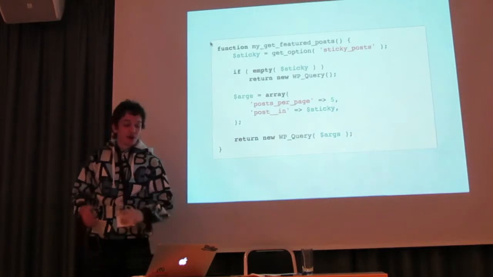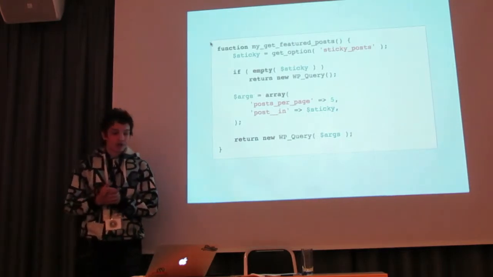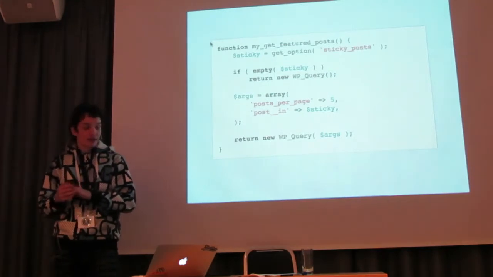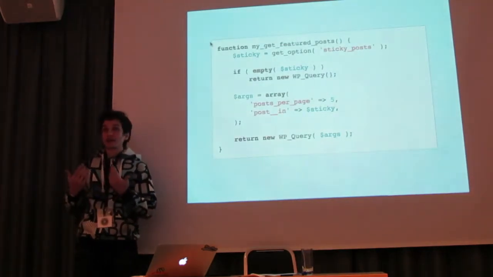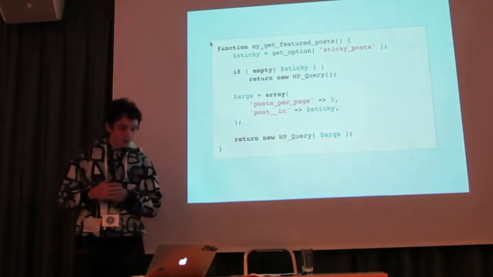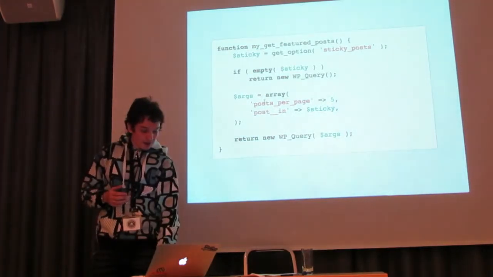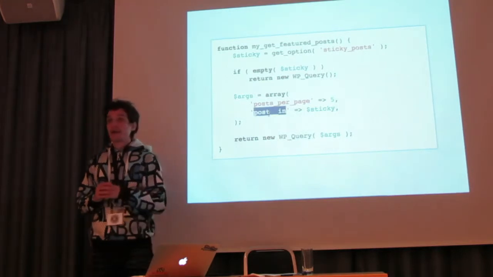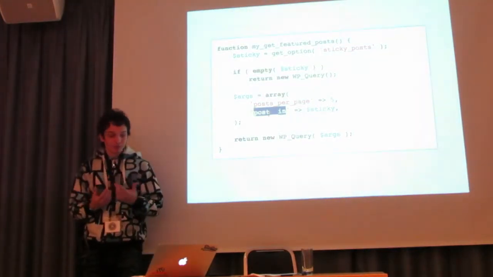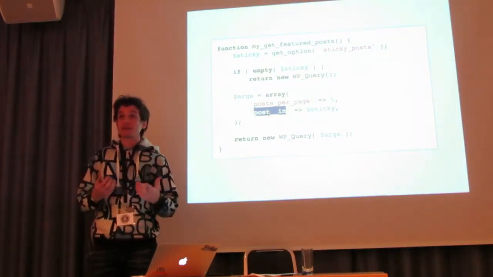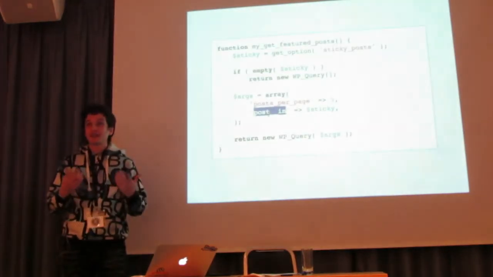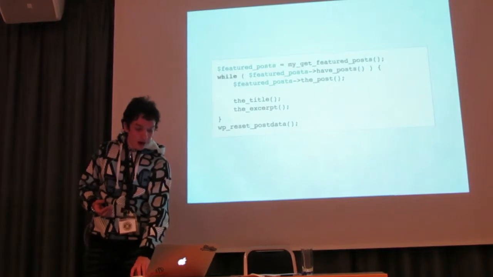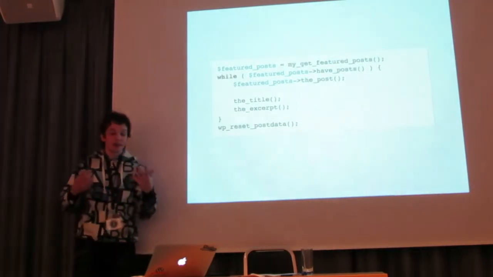I created a function called myGetFeaturedPosts, which basically retrieves the sticky posts option from the database, which is an array of post IDs that are set to sticky. And it returns a new WP query with the post__in argument set to that array. So this will return 5 of the latest posts that are set to sticky. And we can then use this function whenever our featured posts are going to appear.